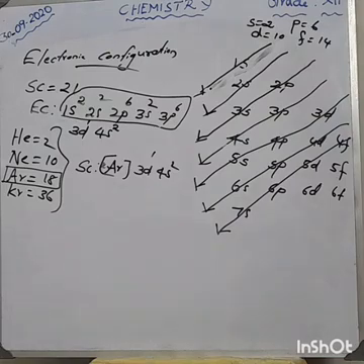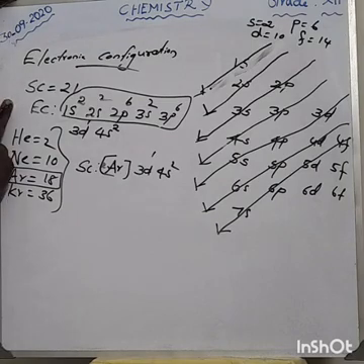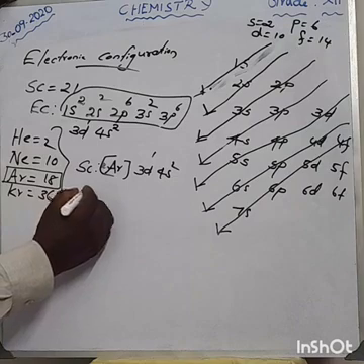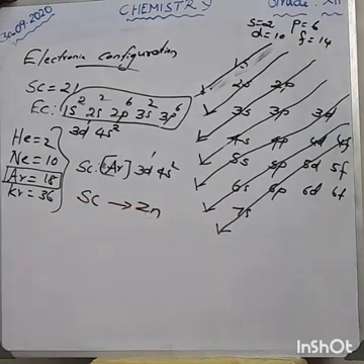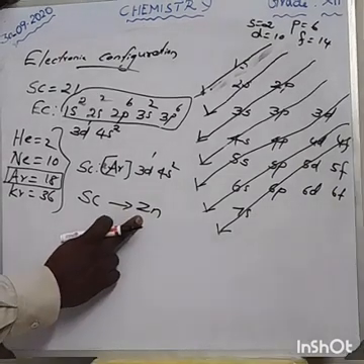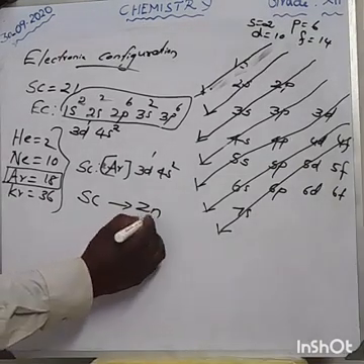Also, the filling of the 3d orbital is complete in zinc. In the 3d series, which starts with scandium, the last element is Zn. Zn means zinc. What is the atomic number of zinc? The atomic number is 30.